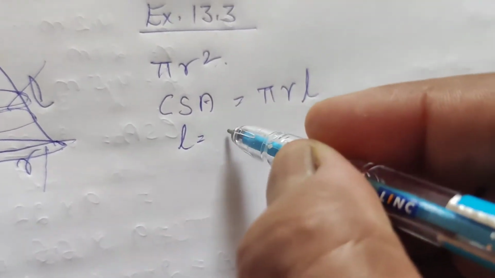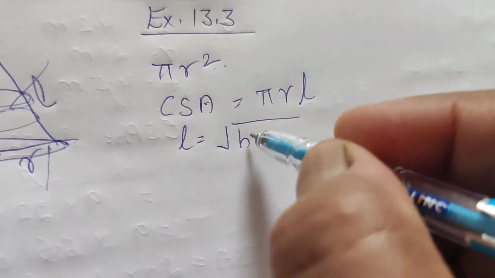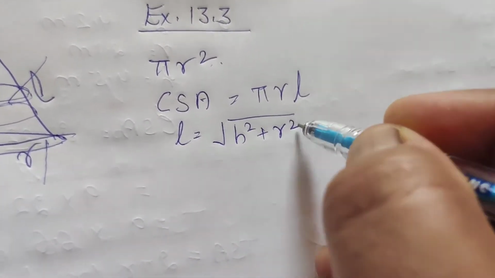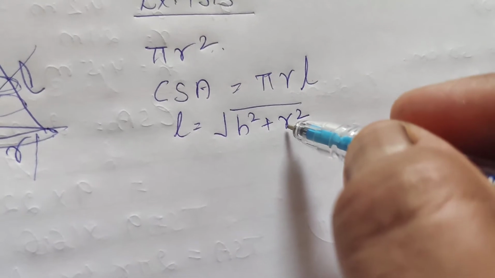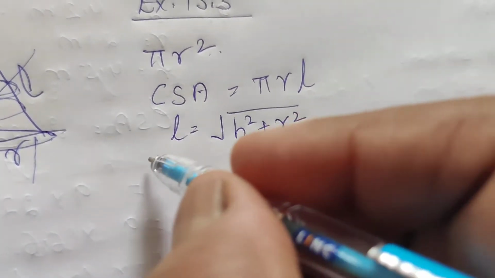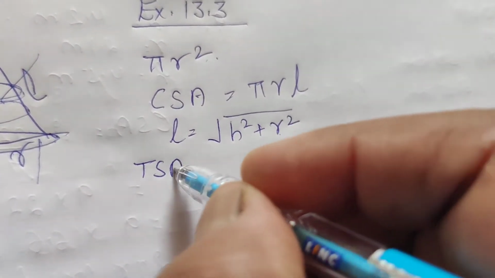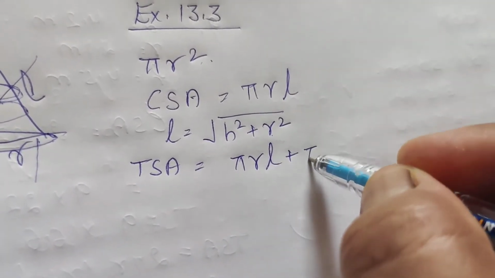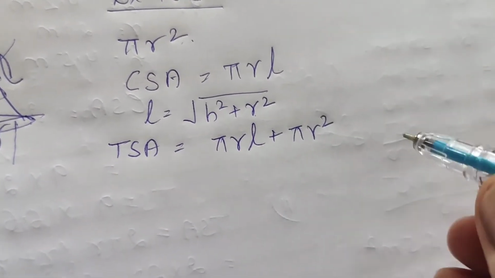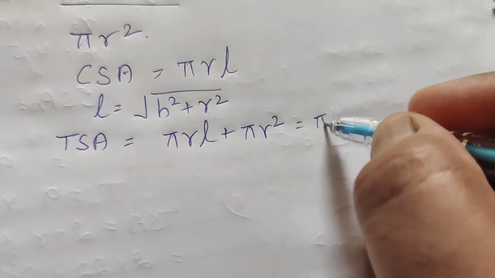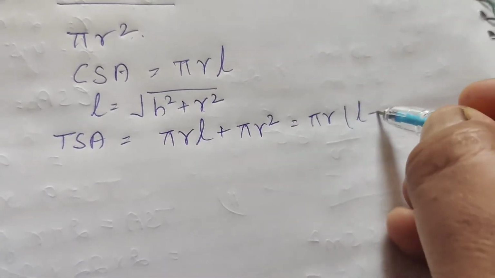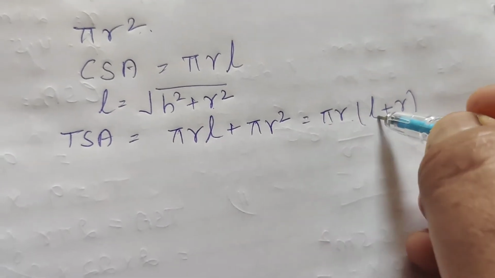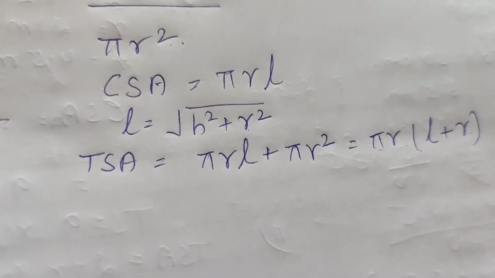The formula of slant height is under root h square plus r square, where h is the height and r is the radius of the base. And the total surface area of the cone is pi r L, the curved surface, plus the area of the base. Now taking pi r common, the formula becomes pi r (L plus r). This is the TSA of the cone.